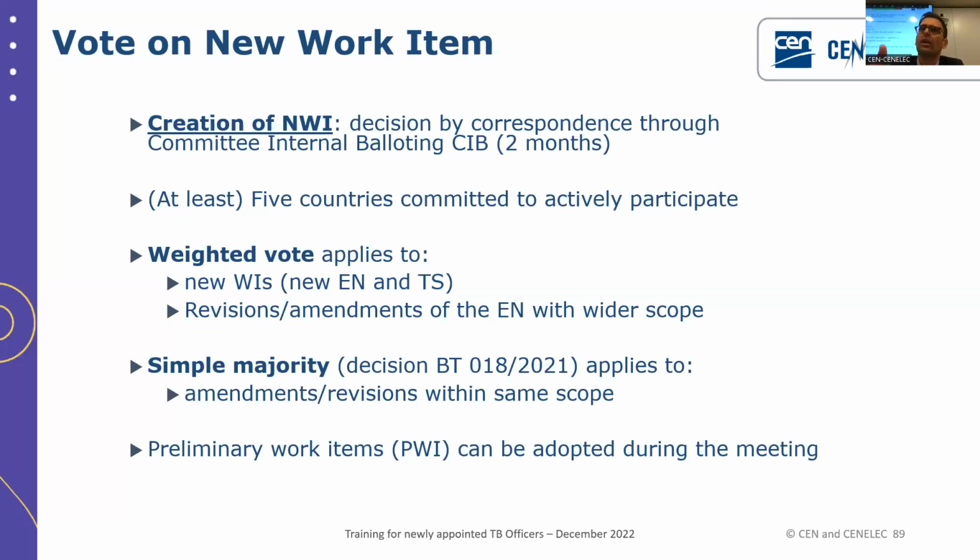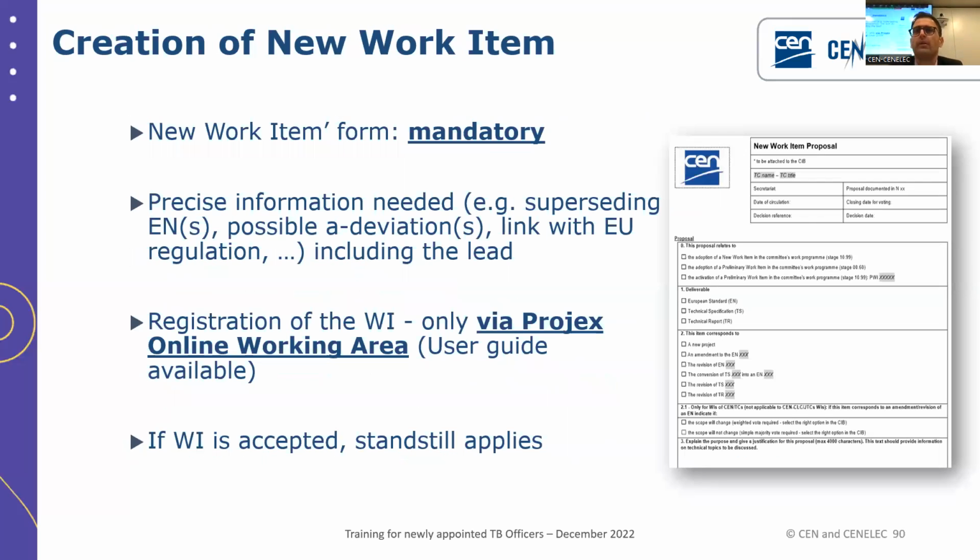And of course, a new work item form with the details of the project needs to be as well circulated 2 months before. So there is all the information. So all the information needed for a decision is there. And then the TC at the plenary will be well equipped to take a decision. But again, my recommendation to reach out all the members would be to do it via CIB, just like you have to do it for new work items. The new work item form is mandatory.